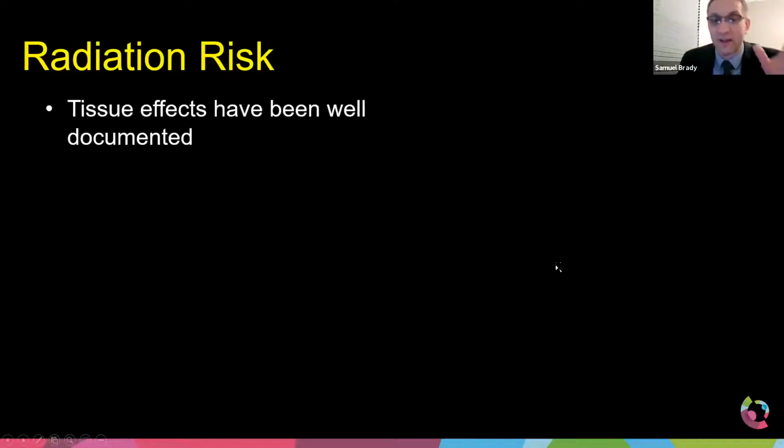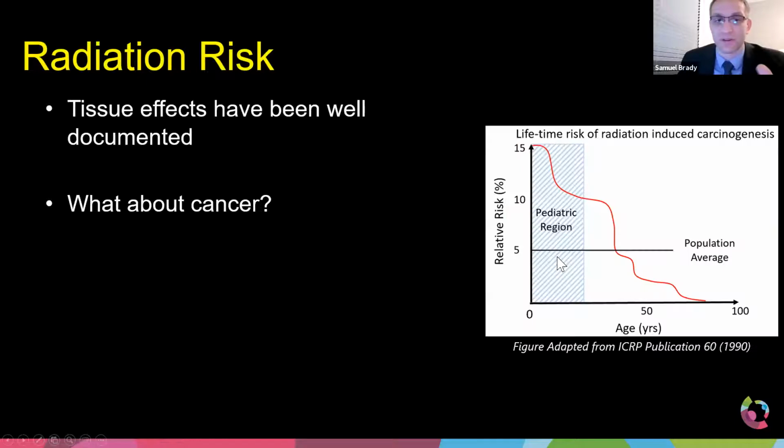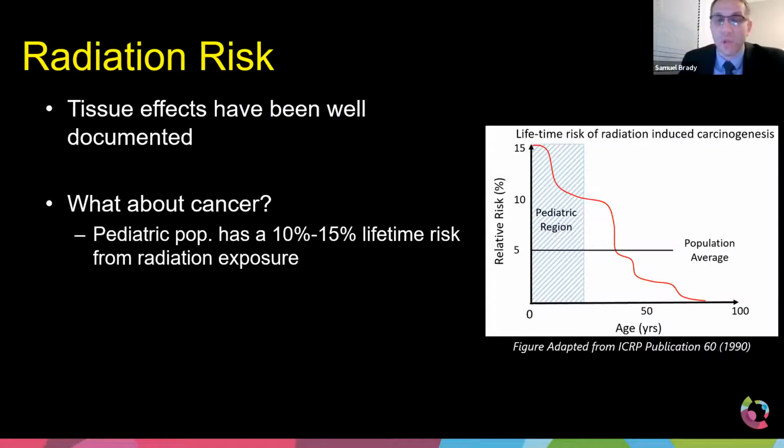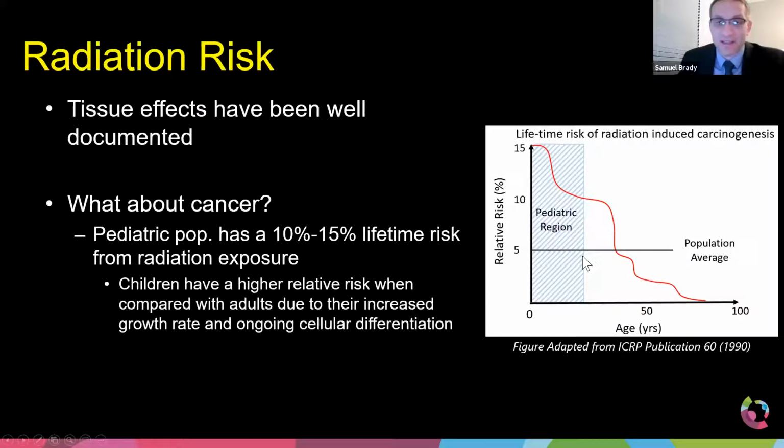So tissue effects are very well understood when we talk about radiation. What most people are concerned about when they think about radiation is cancer. So what do we know about cancer induction from radiation exposure? Well, once again, from the epidemiological studies of Hiroshima and Nagasaki and all of the population that survived that exposure, we've learned several truths. We know, relatively speaking, that younger patients or pediatric kids have about a 10 to 15% higher risk than adults. That kind of makes sense, right?